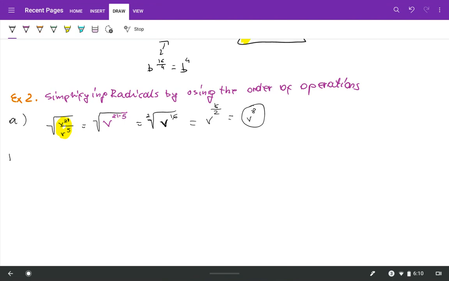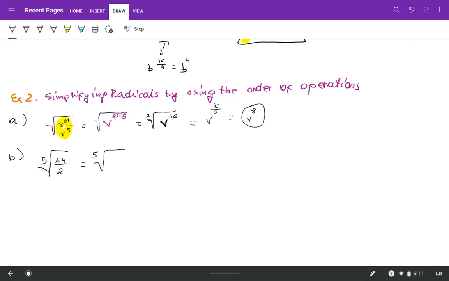Okay, next one, b. We have radical of index 5 of 64 divided by 2. Okay, so let's simplify. So this is radical of index 5. So 64 divided by 2, this is 32.